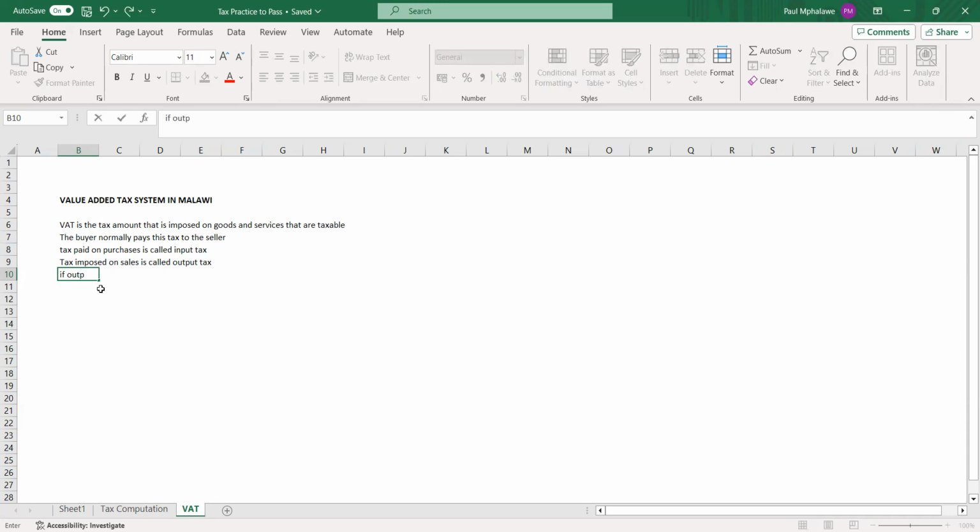If output tax is more than input tax, the balance is payable to Malawi Revenue Authority, MRA. If output tax is more than input tax, the balance is payable to Malawi Revenue Authority.